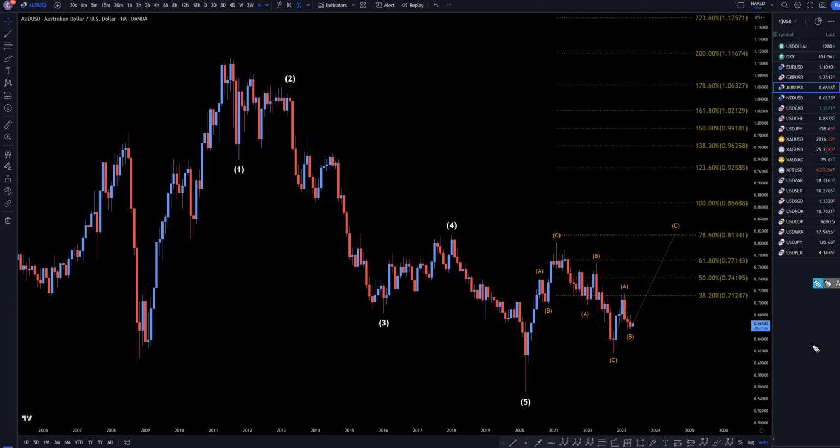Today is Wednesday, May 3rd, and I'm going to be analyzing the Aussie US dollar starting on the monthly, working my way down to the 1 hour time frame.